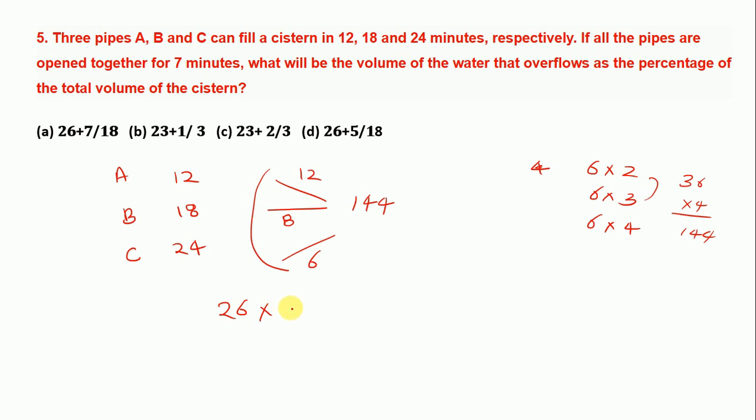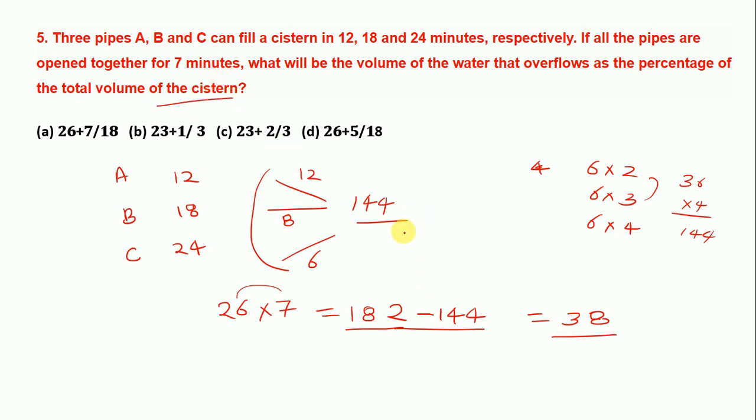And all the 3 pipes are opened for 7 minutes. So into 7. So it can fill 7 into 6 is equal to 42 and 7 into 2 is equal to 14 is equal to 182. So it is the total number of units that pipe A, B and C can fill in 7 minutes. And total capacity of the cistern is 144. So 182 minus 144 is the amount that overflows, and we have to find the percentage as the total volume of the cistern, and that is 144.